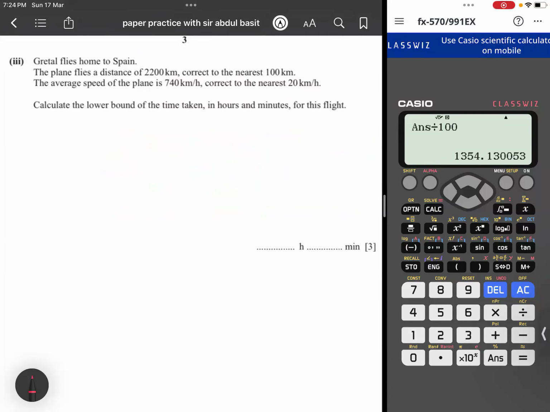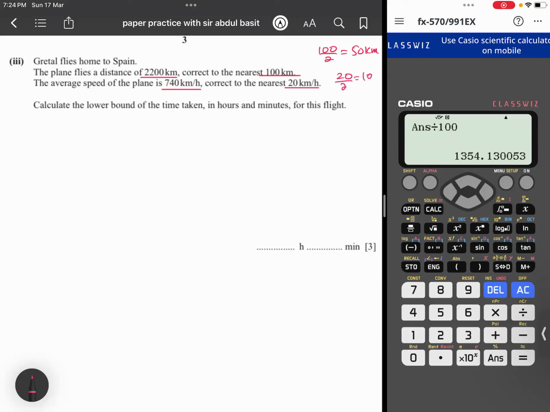Now they say that Gretel flies home to Spain. The plane flies a distance of 2200 kilometers, correct to the nearest 100 kilometers. So 100 divided by 2 is equal to 50 kilometers. The average speed of the plane is 750 kilometers per hour, correct to the nearest 20 kilometers per hour. Nearest 20 kilometers per hour means 20 divided by 2 is equal to 10 kilometers per hour.